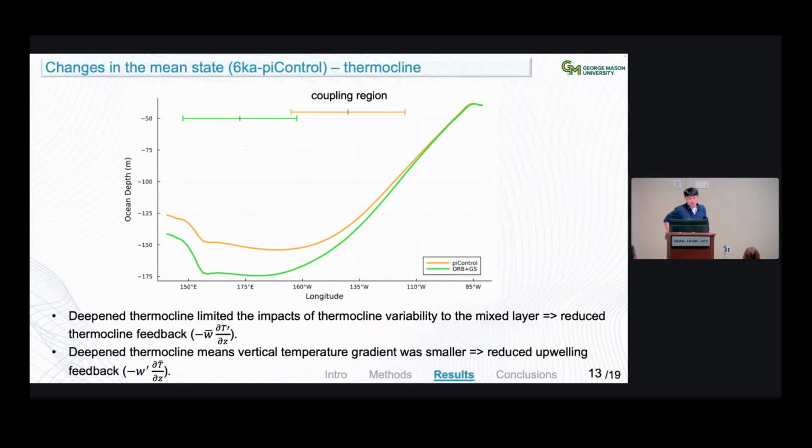Here I'm showing the climatological thermocline in the PI control as orange and then in the 6K as green. We can see thermocline was deepened during 6K, especially over the Central Pacific area. Therefore, deepened thermocline limited the impacts of thermocline variability to the mixed layer. Therefore, it can explain reduced thermocline feedback in the first bullet point. And the second point is that deepened thermocline also means vertical temperature gradient was smaller. Therefore, if you just focus on this term, we can also explain reduced upwelling feedback during 6Ka.